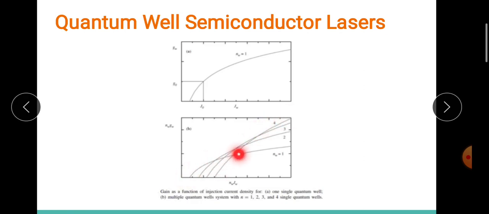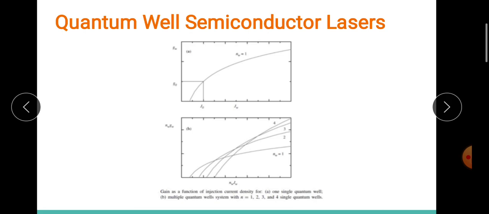As you increase the number of quantum wells, we are getting highly focused gain. See, when it is 4, we are getting a quick increase in the overall gain compared to when it is a single quantum well. So we can relate a laser device's gain to the injection current density, and we can see that there is an exponential relationship between current density and gain. Another thing you can observe is that for multiple quantum wells, as the number of quantum wells increases, there is a quick increase in the overall gain.